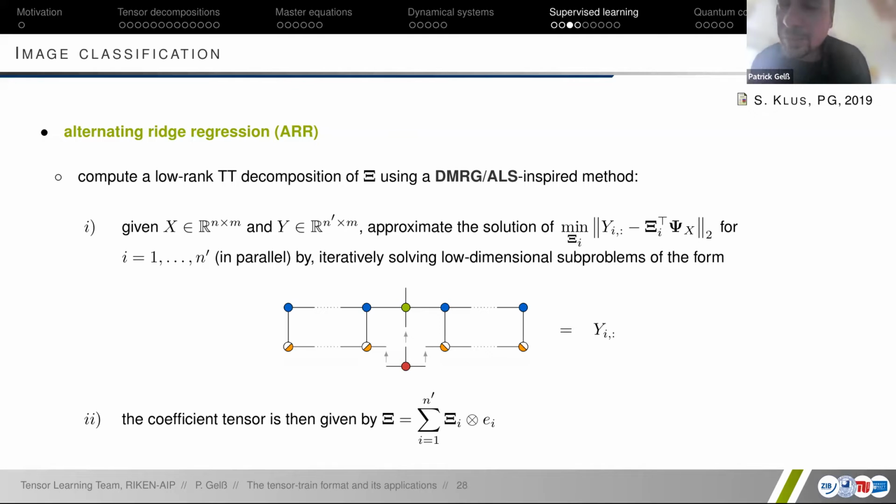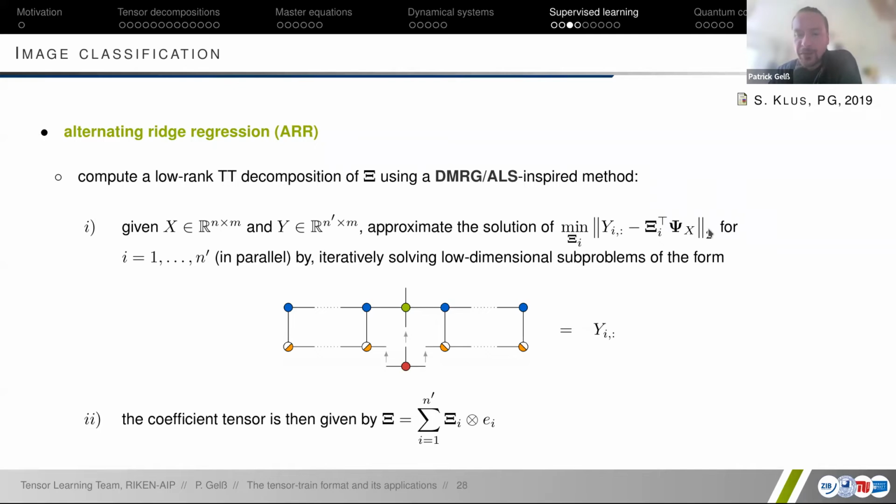We here assume that we have a tensor train representing our data with an additional index enumerating the samples. There are different ways of representing this, but for all these ways we can approach these minimization problems, these regression problems, by ARR, alternating ridge regression.